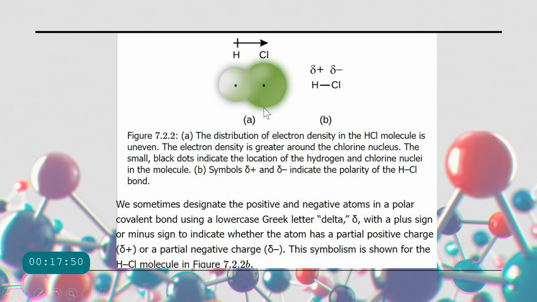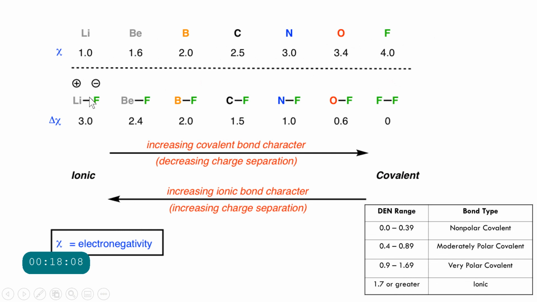We sometimes designate the positive and negative atoms in a polar covalent bond using the Greek delta, which you'll see a lot, and then the plus or minus sign. And anyway, I think you're getting the point by this time. But we're going to go into some of the electronegativities. This is all on that chart. It's just some of them are rounded.